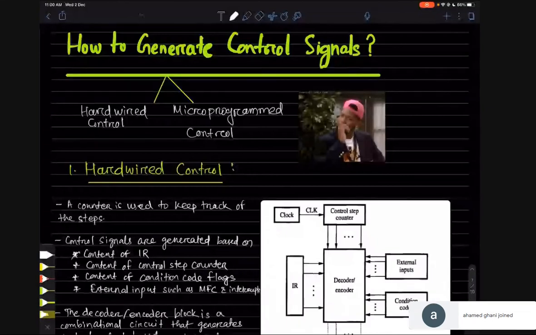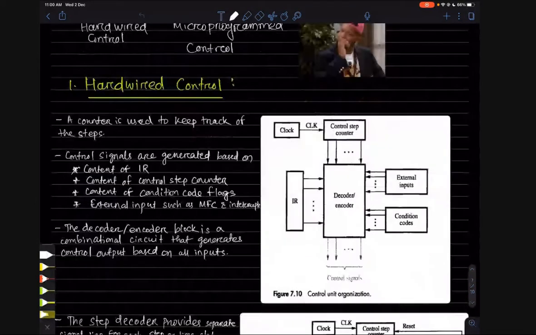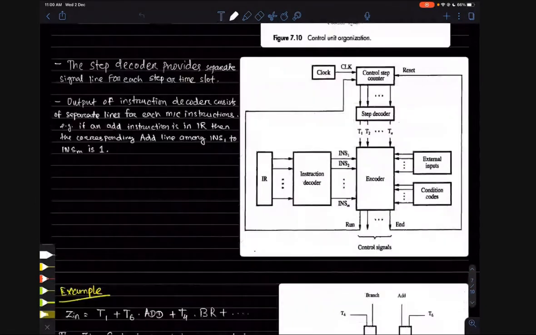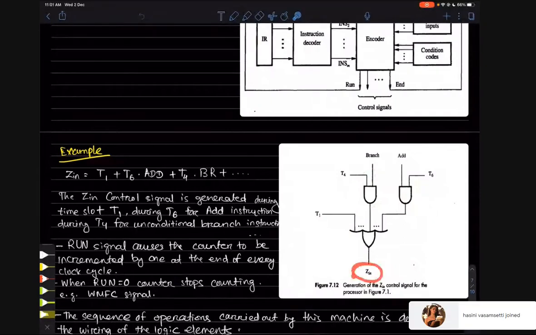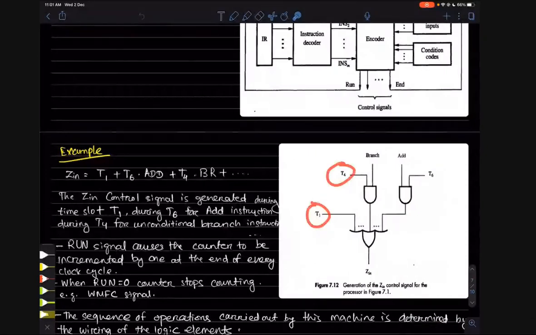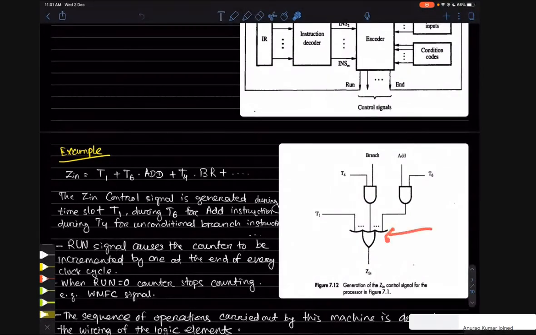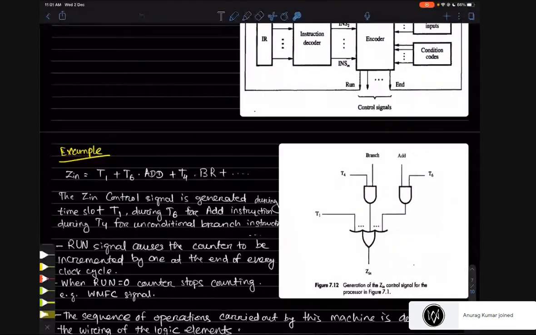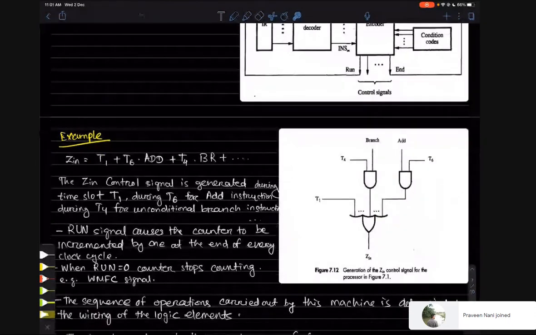In the last class we have seen how to generate the control signal using hardware. We have to hardwire these elements so that they can generate the particular signal. This is the example of how to generate the Z-in signal. All these inputs are fixed, you cannot change them. So in your architecture, if you want to add a new instruction, then you have to change the whole logic. These logics you have to change. So that's why it is not flexible.